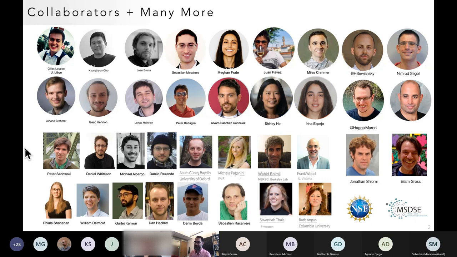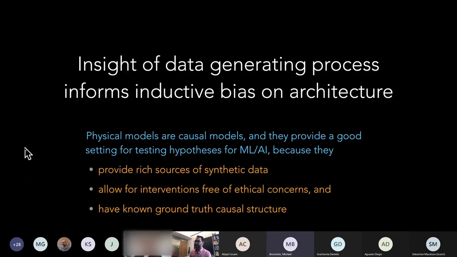This is the group of collaborators. Several of them are physicists, many are computer scientists or applied mathematicians or statisticians. I'm going to start off with a statement that's been a theme of a lot of the work I have done: insight into the data generating process, that something produced the data, can inform types of inductive bias on an architecture that you might use in a deep learning setting.